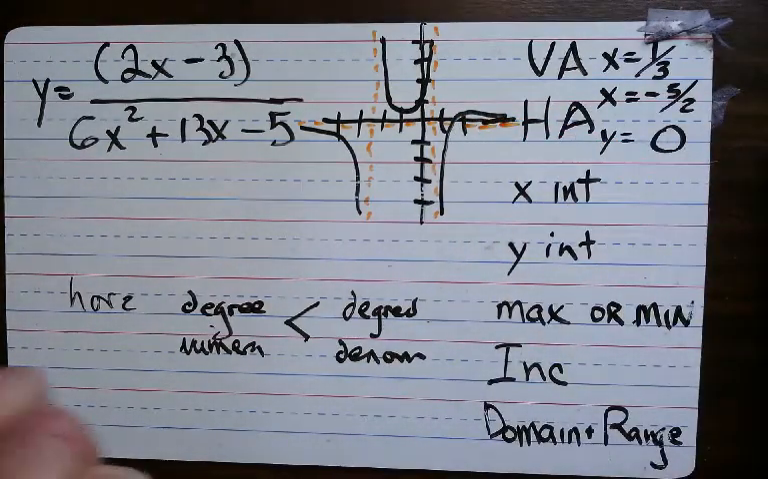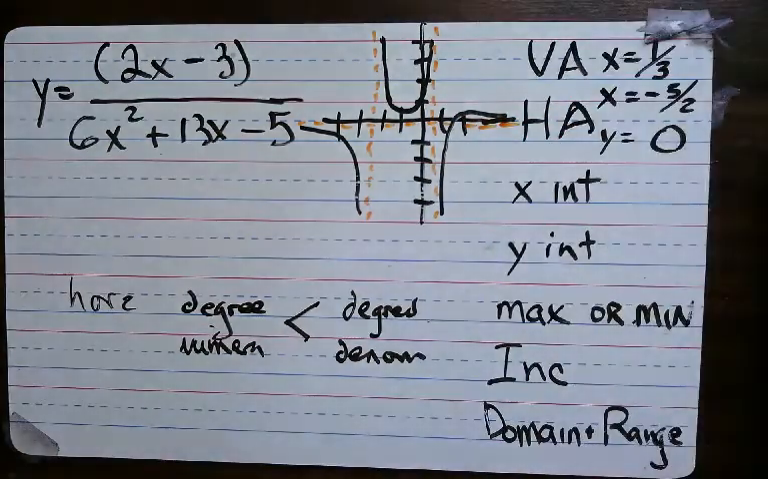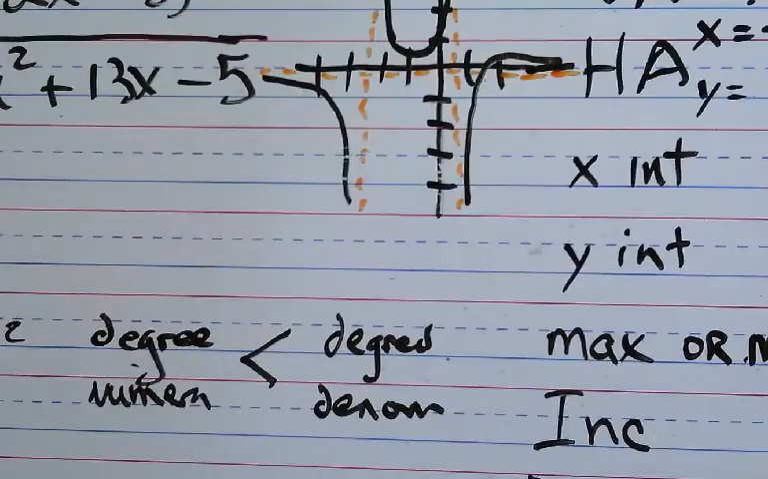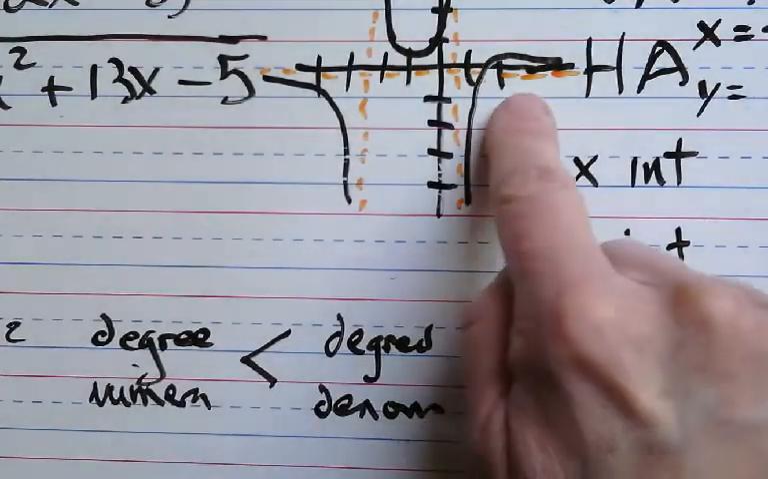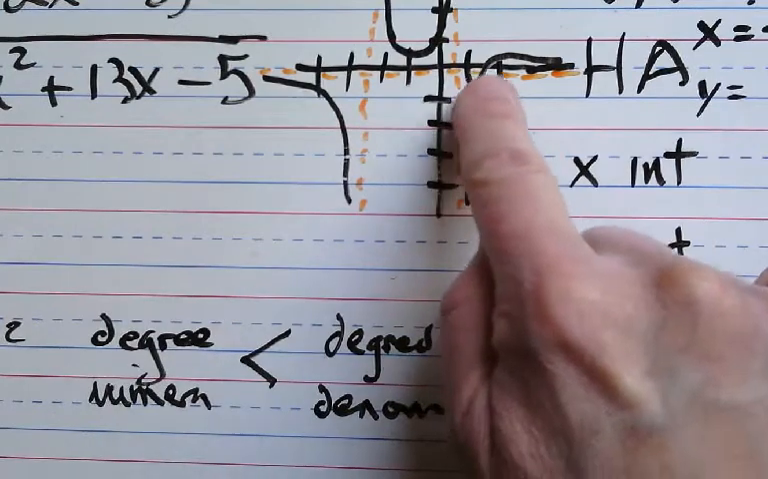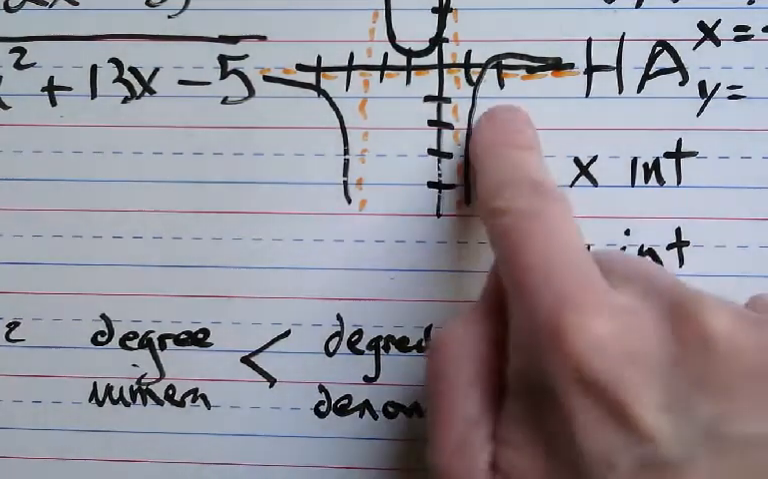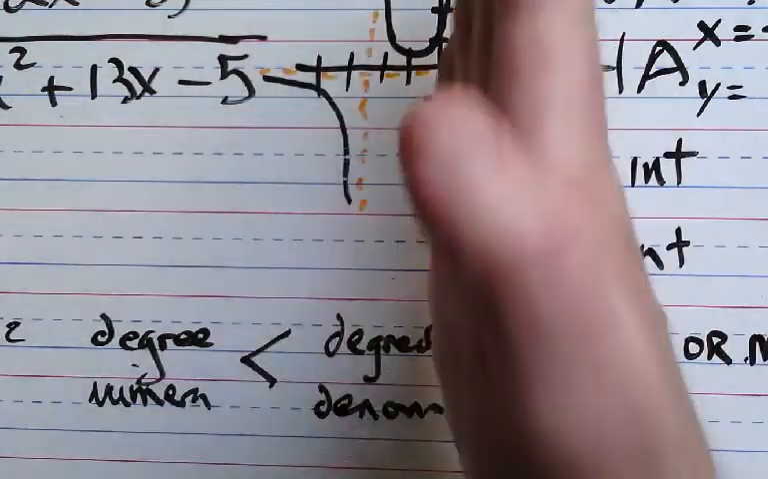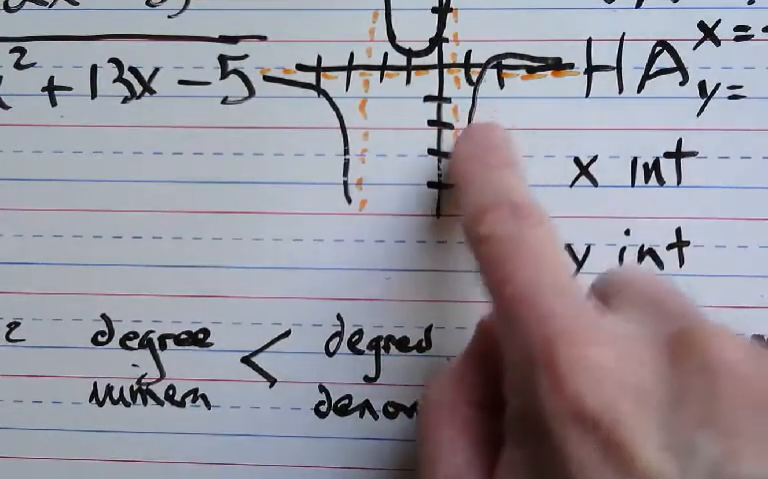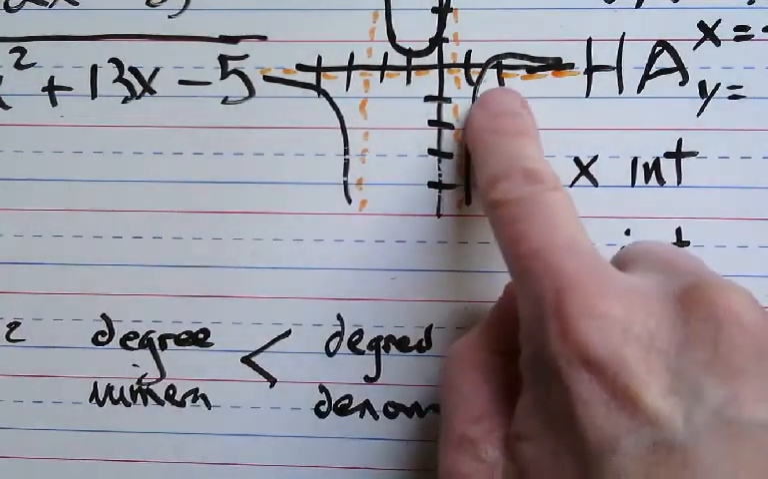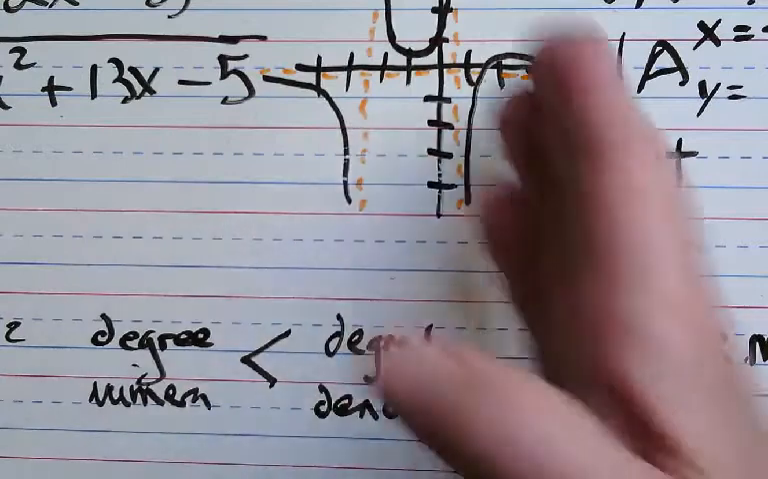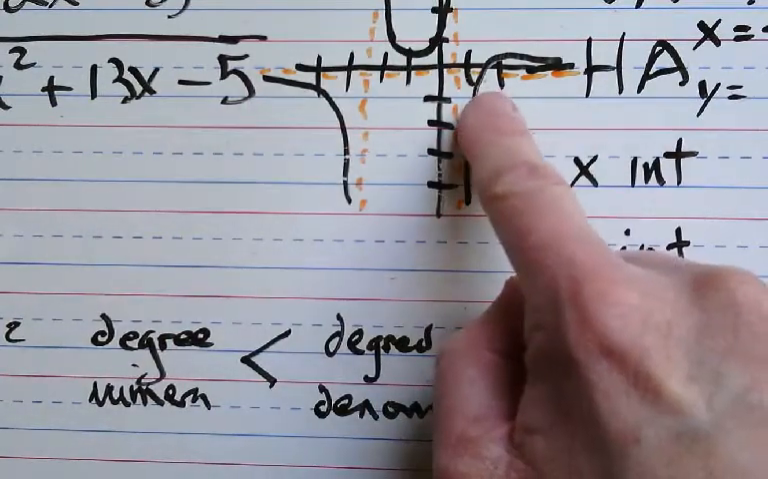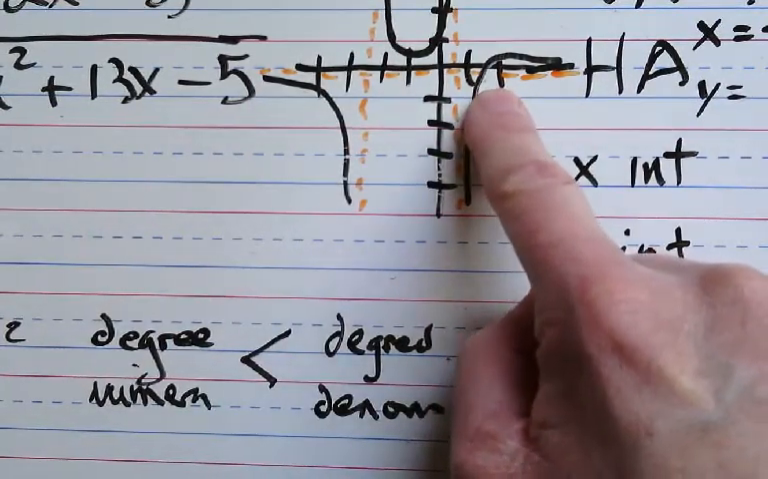Right there at y equals 0. Can you see that? Let's zoom in a little bit. There we go. Y equals 0. And you say, wait a minute, it crossed it. That's correct. It can never cross vertical asymptotes, but when you're close to the center of the graph, it can cross the horizontal asymptote.